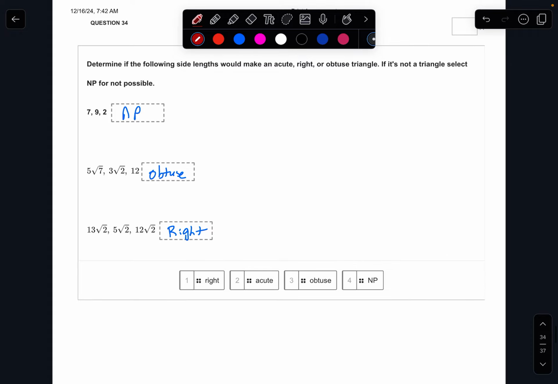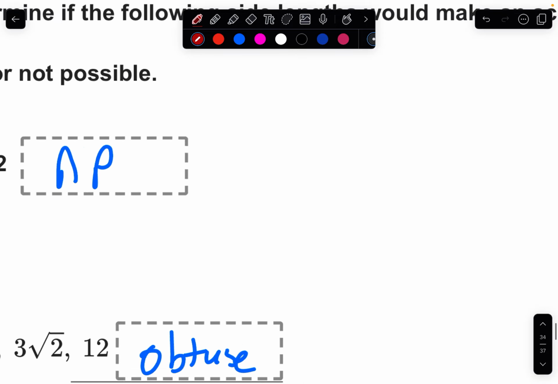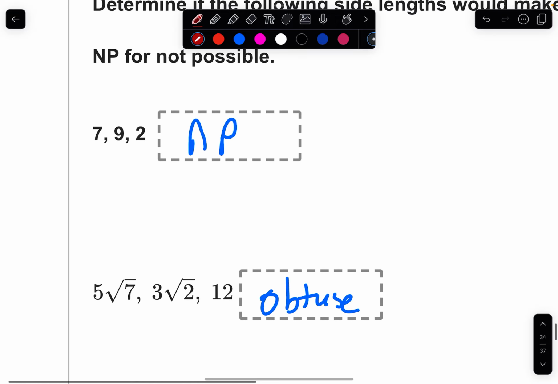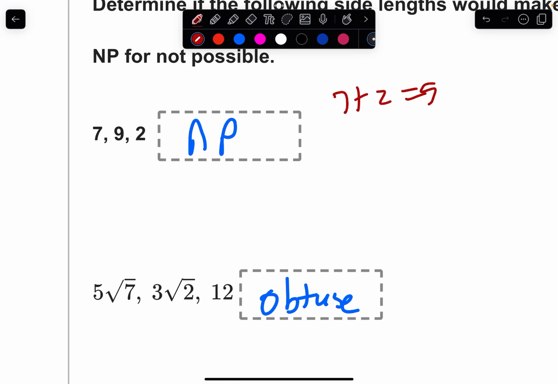All right, we talked about this earlier. First, we need to see, is it even a triangle? So 7 plus 2 is 9. Is 9 bigger than 9? No. So this one's not even a triangle.